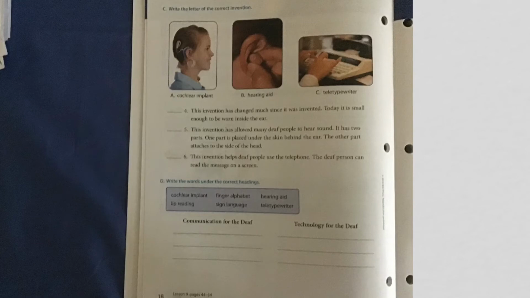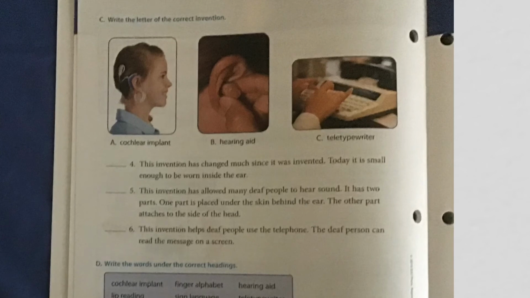All right, so let me zoom in here. Section C, write the letter of the correct invention. So we have A as our cochlear implant, B is hearing aid, C is teletypewriter. So number 4, this invention has changed much since it was invented. Today it is small enough to be worn inside the ear. I think B is our answer. Very good. Hearing aid.